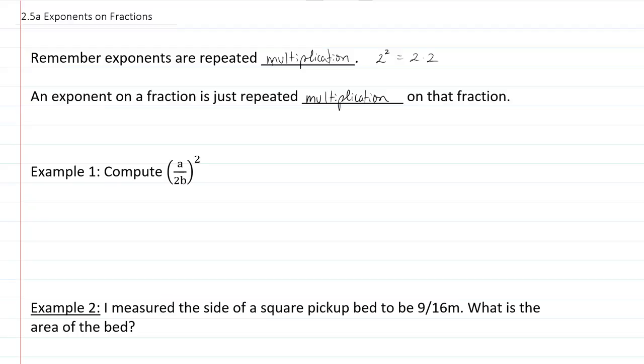Example 1, compute (a over 2b) squared. Well, just like before, the squared here denotes that we multiply it by itself twice. So I just write a over 2b and a over 2b here, and I carry out fraction multiplication like normal. So I multiply numerator with numerator, so a times a is a squared, and on the bottom, 2b times 2b is 4b squared. And we have our answer.